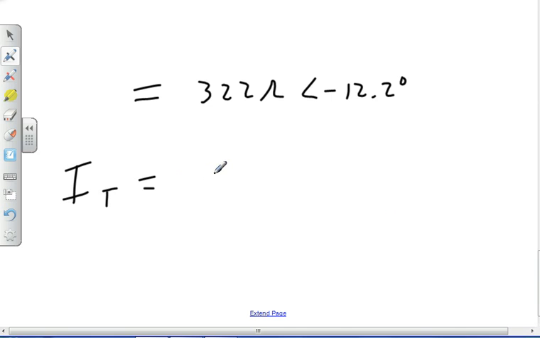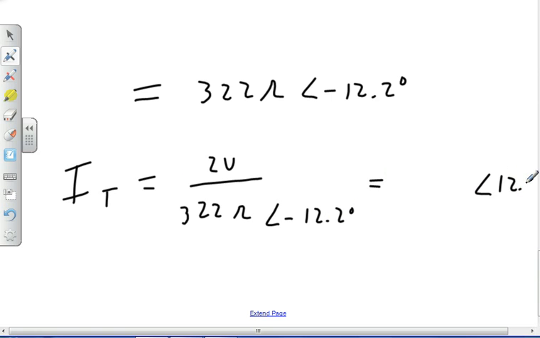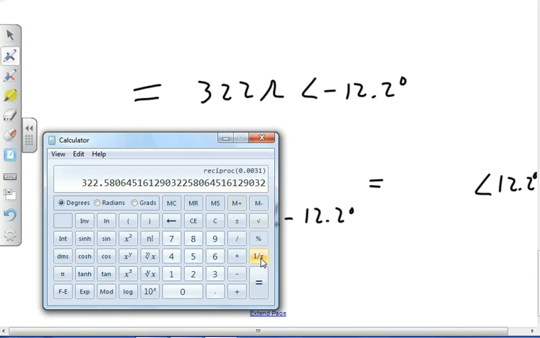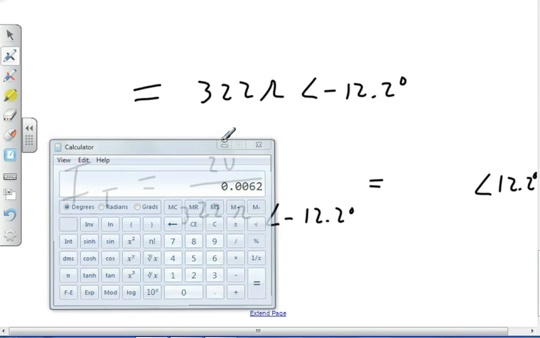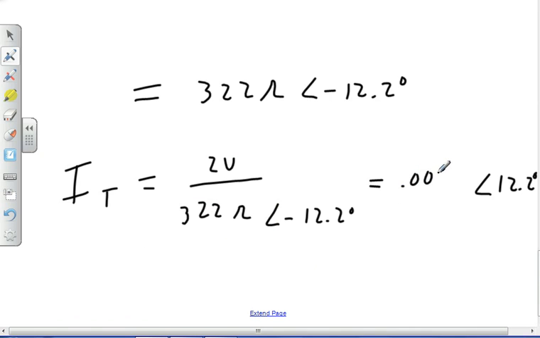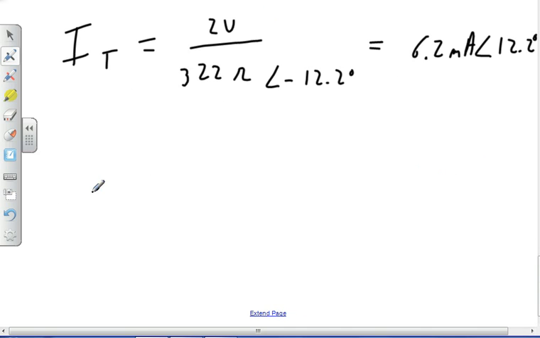What's total current? 2 volts divided by 322 ohms, angle minus 12.2. Okay, so my angle is going to be 12.2. 2, okay, I have that number already. 1 over times 2 equals 0.0062. We'll call it 6.2 milliamps. Okay. Now I've got to find the current in each component and the voltage.